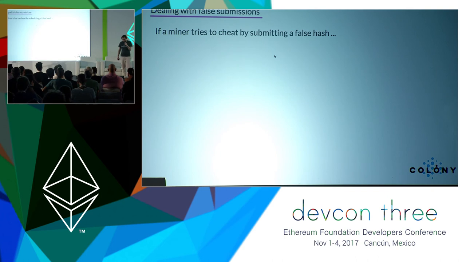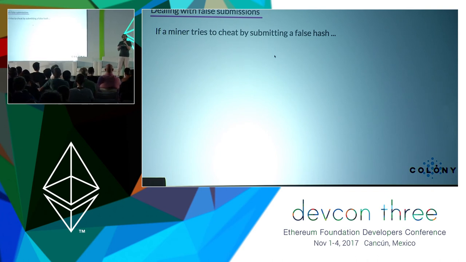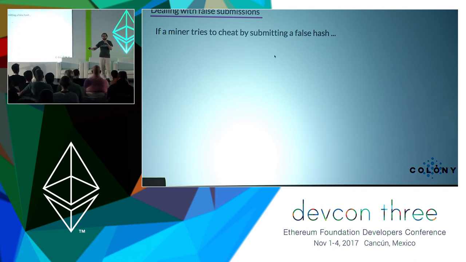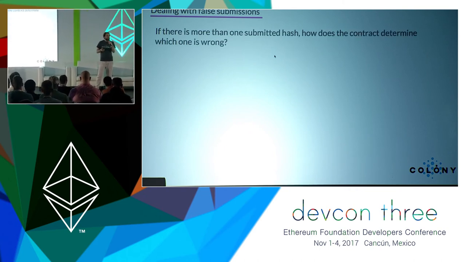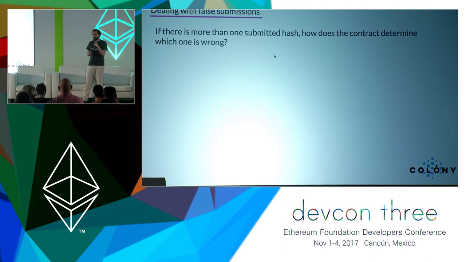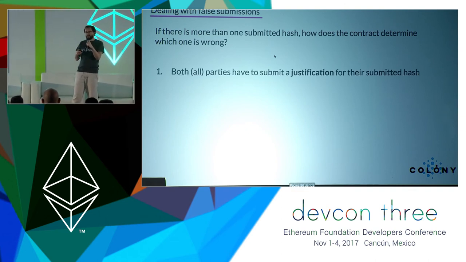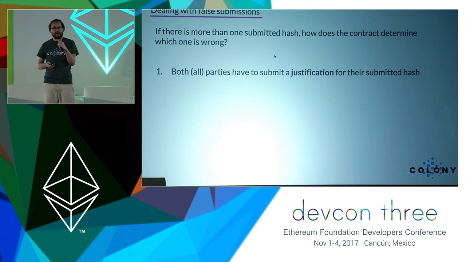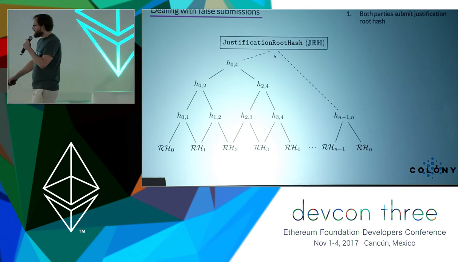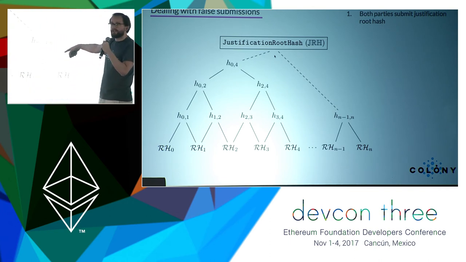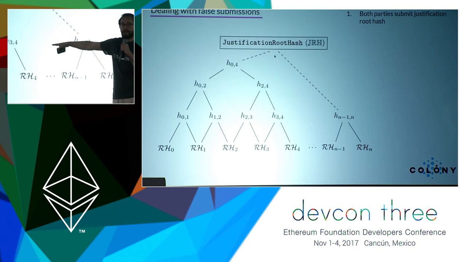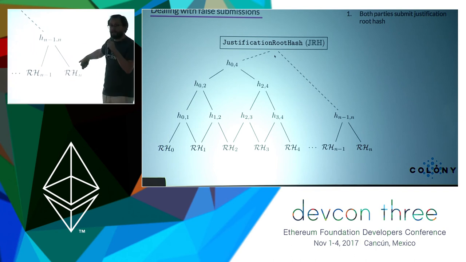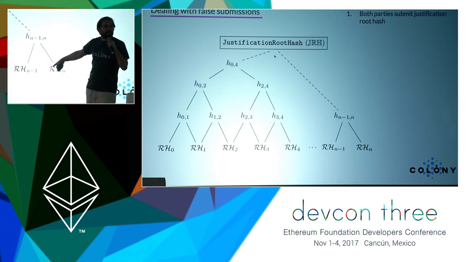So let me talk about what happens if someone tries to cheat. For our reputation mining to work, all we require is a single honest miner, which is good. But if there are several submissions, then all but one of them, we assume, are wrong. And how do we determine that? So if there's two submissions, both parties have to submit a justification for what they've submitted, which takes the form of another hash, the justification root hash. And these indices down here are all root hashes of a reputation tree. So RH0 down there, that's the root hash we agreed on at the end of the last cycle, so we all agreed on that. And this one down the other end is the one that the miner submitted, the one they claim is the new root hash.